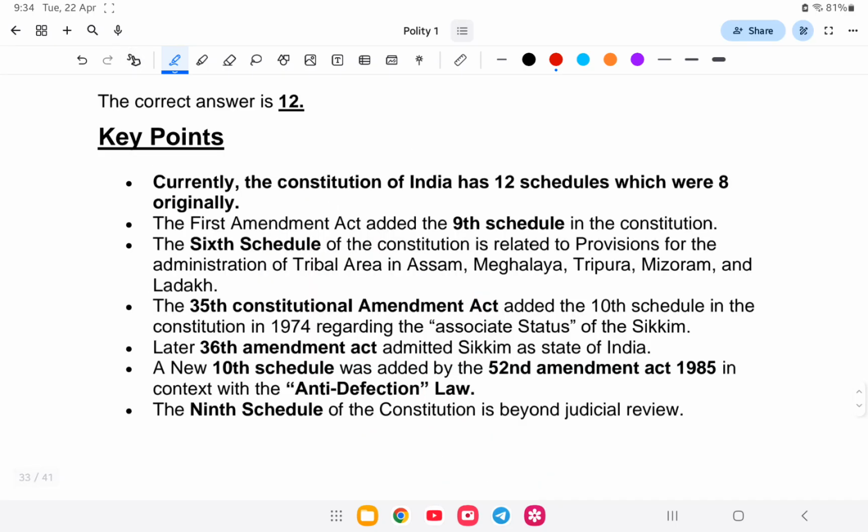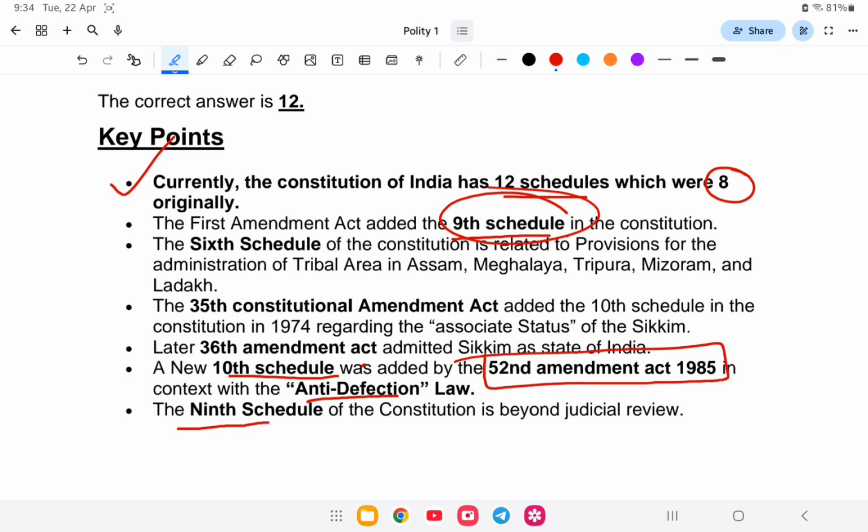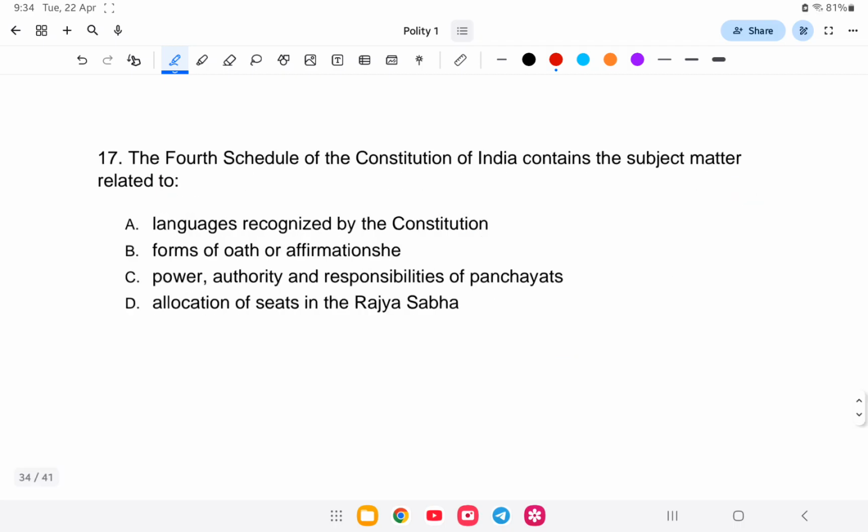Currently there are 12 schedules. The original Constitution had 8 schedules. The 9th schedule, that is land reform, was added by the First Amendment, and the 10th schedule, the anti-defection law, was added by the 52nd Amendment of 1985. Let us go to the next question.